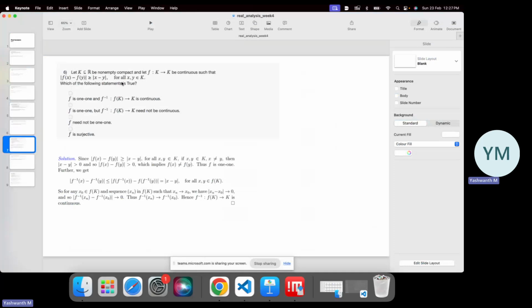So the question is: if K is a non-empty compact set and f is a continuous mapping such that |f(x) - f(y)| is greater than or equal to |x - y|, which of the following statements are true? f is one-to-one and f inverse from f(K) to K is continuous. f is one-to-one, but f inverse from f(K) to K need not be continuous. f need not be one-to-one. f is surjective.